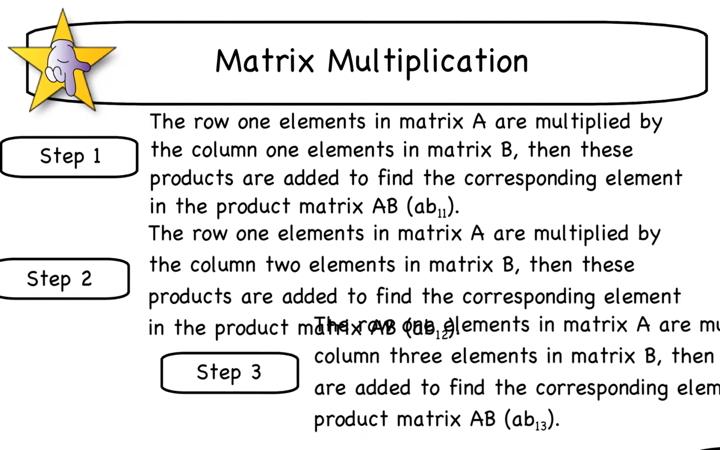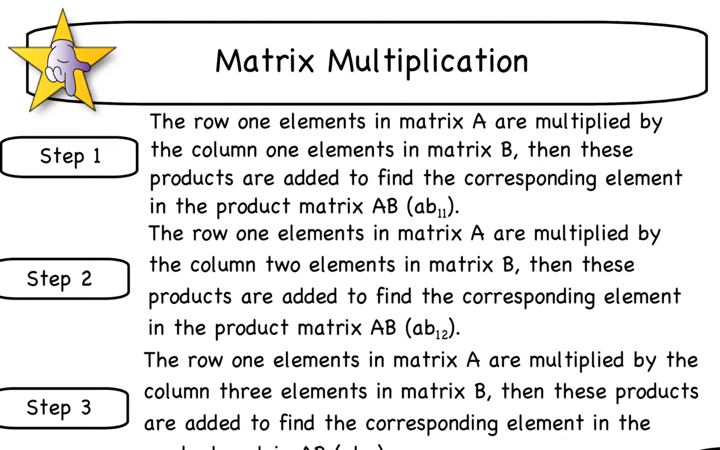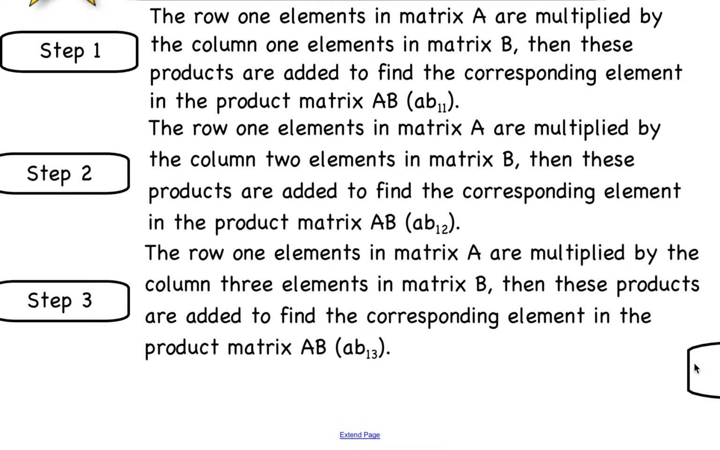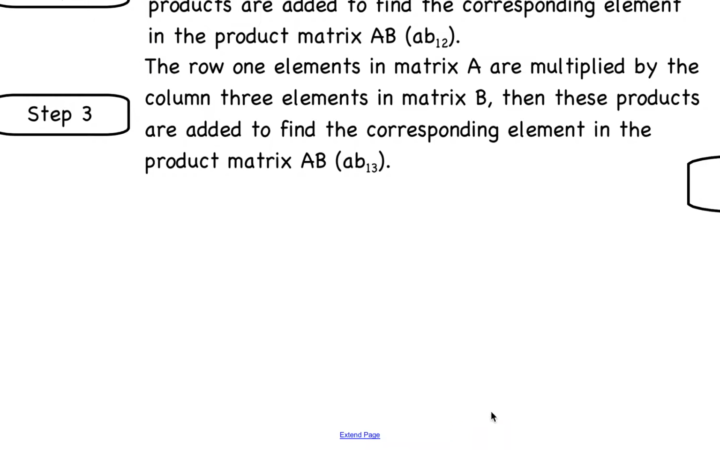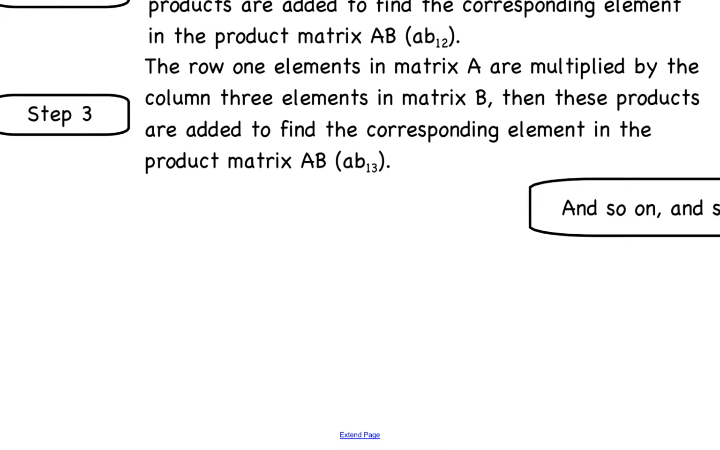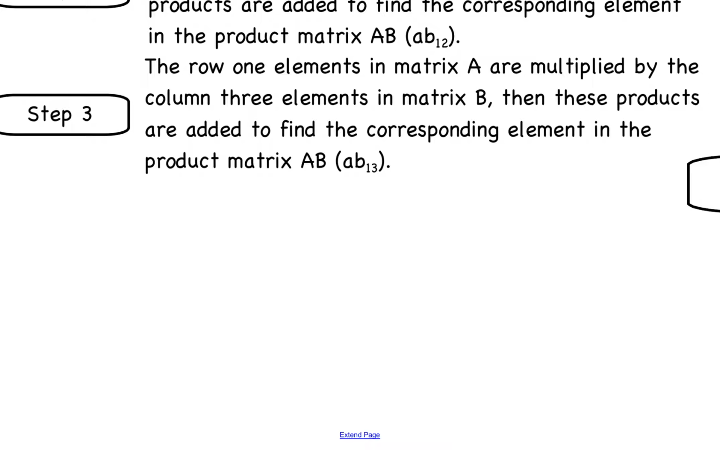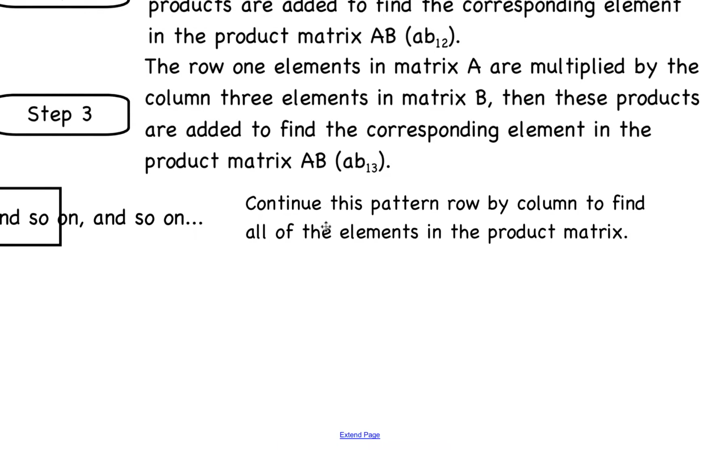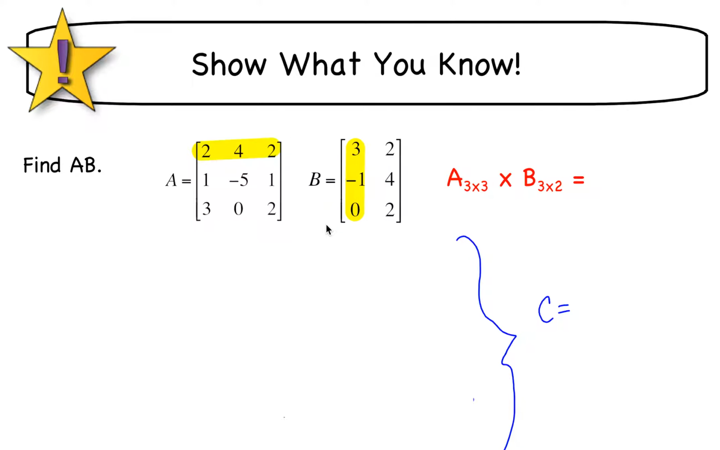Step 3, then you move to the next row and column: row 1 elements, column 3 elements. So you get the element in row 1, column 3. And this process continues. I know this is pretty confusing and doesn't mean much right now, but when I do an example in just a second, this will all become crystal clear. It just goes on and on. So let's take a look.